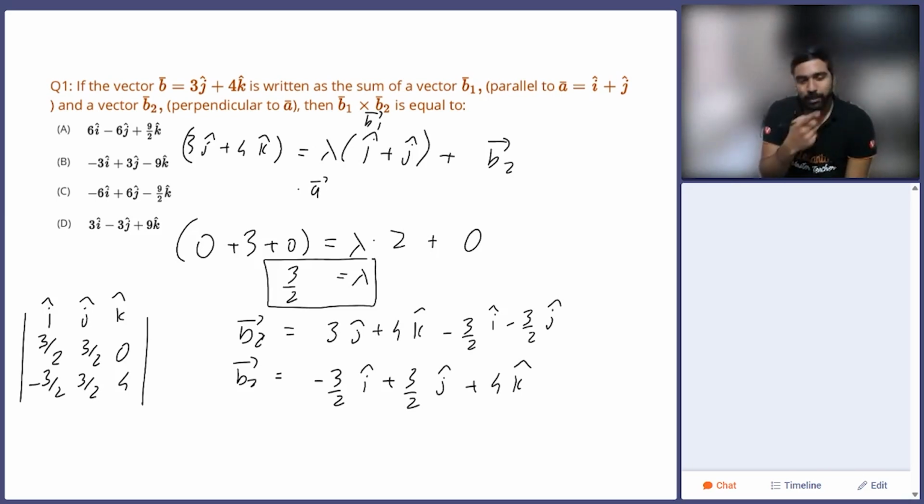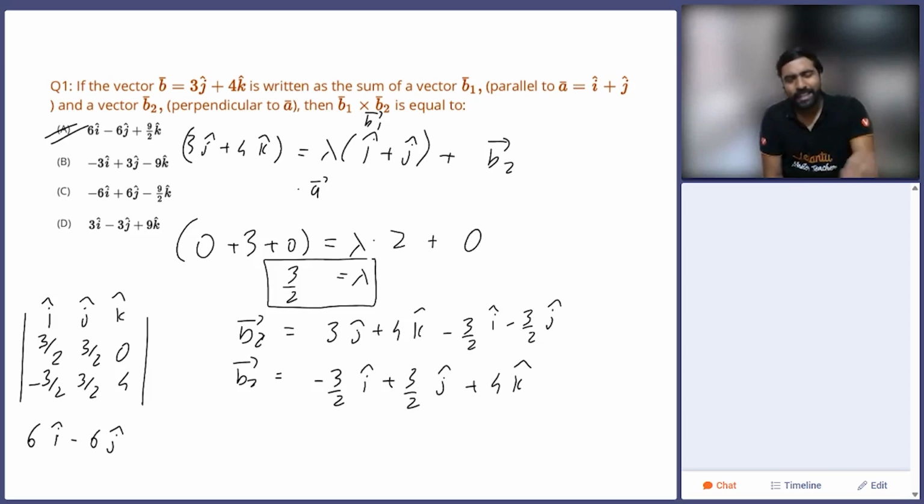So what you have, I cap into 3 by 2 into 4, that is 6, minus 0. So basically 6 I cap. Then for j cap, minus j cap with what do we have? 3 by 2 into 4, that's the same 6, but this time with a minus 6. So 6 minus 6, there's only 6 I cap, 6 j cap. There's only one option. Option A is the answer.